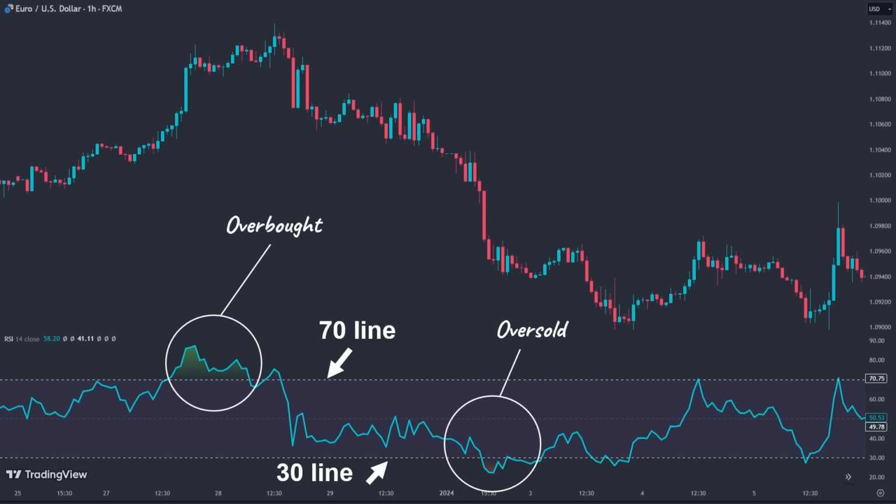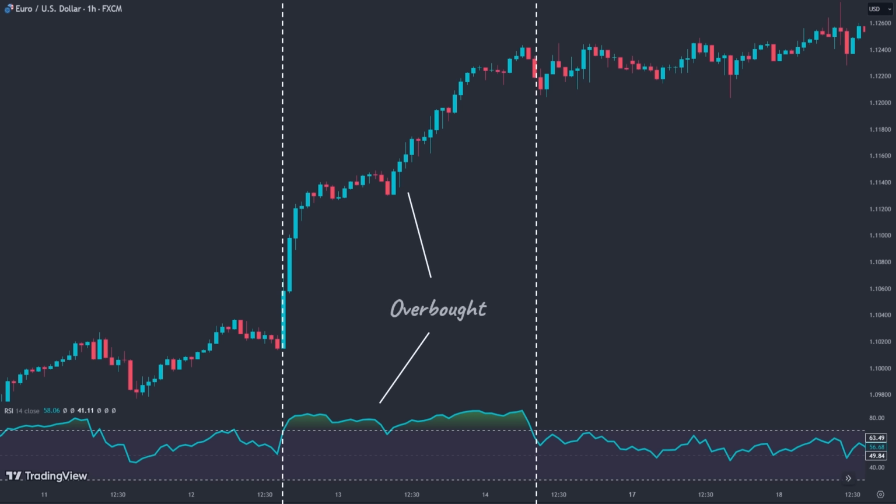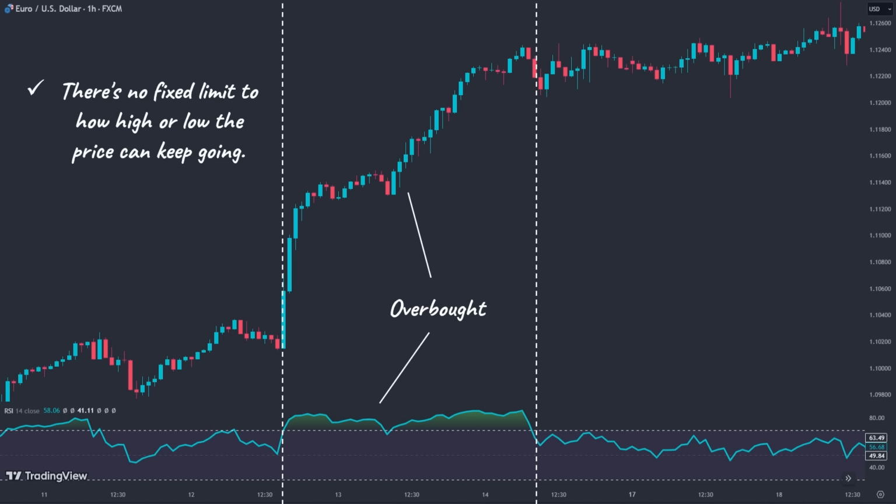Now, this is how traditional traders use this indicator. The problem with this concept is that the price can stay in overbought or oversold conditions for a long time. This happens because there's no fixed limit to how high or low the price can keep going. And if you place trades solely based on entering overbought and oversold conditions, you will likely encounter many losing trades.